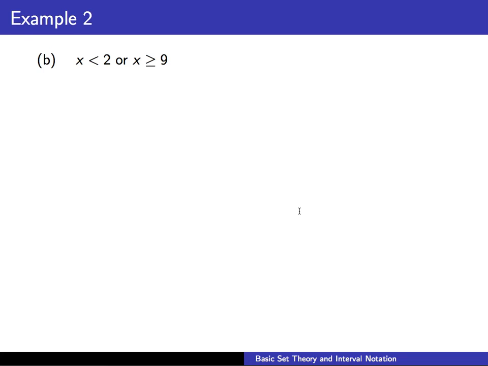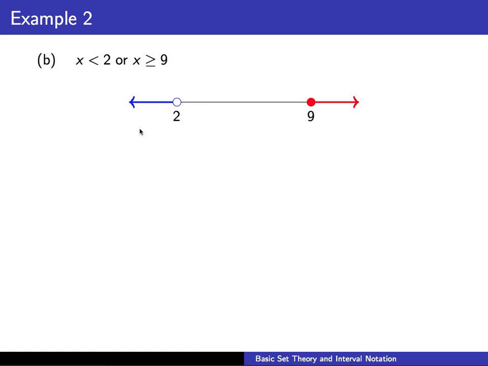All right, part B, we have x is less than 2 or x is greater than or equal to 9. So once again, we're going to start with our number line, and we have less than 2 is open circle at 2 because it's less than, and shades to the left. Greater than or equal to 9 is closed circle at 9 and shade to the right.